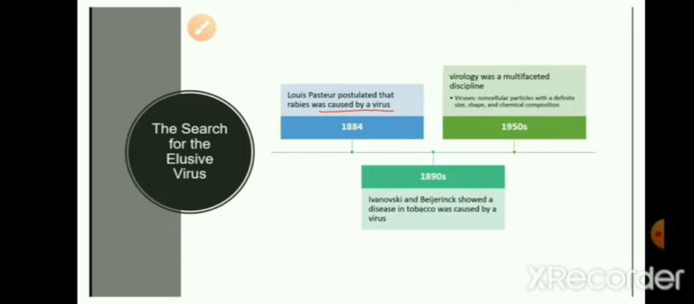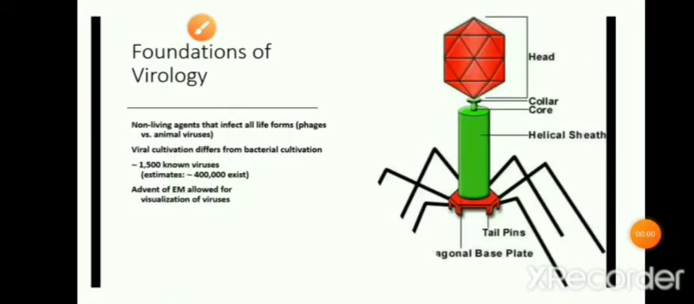First, in 1884, Louis Pasteur postulated that rabies was caused by a virus, and in 1892, Ivanovsky and Beijerinck showed a disease in tobacco was caused by a virus. A virus is a non-cellular particle with a definite size, shape, and chemical composition. A foundation of virology. Virology means study of viruses.